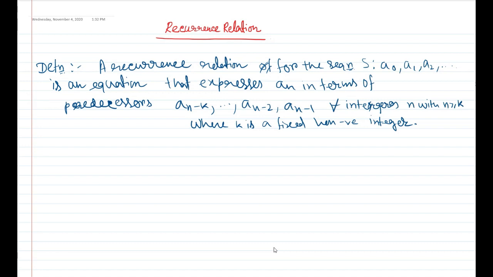So suppose this is a sequence whose first term a1 is 1, second term a2 is equal to 1, and for all n greater or equal to 3, an is equal to a n minus 1 plus a n minus 2. That means all an where n is greater or equal to 3 depend only on the values of a1 and a2. So this is an example of a recurrence relation. Now we have to just do some problems.